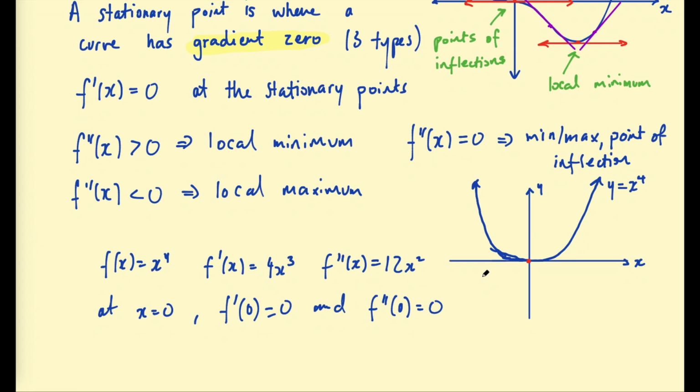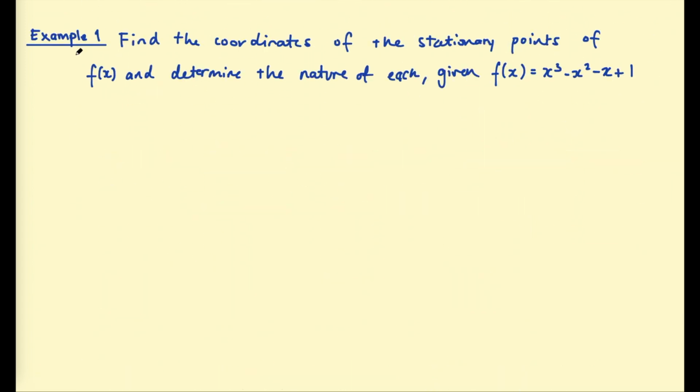All right, let's move on to our first example. Example 1 says, find the coordinates of the stationary points of f of x and determine the nature of each, given f of x equals x to the power 3 take x squared take x plus 1. So we're given a function, and we want to find all of its stationary points and what sort of stationary points there are, either a minimum, maximum, or point of inflection.